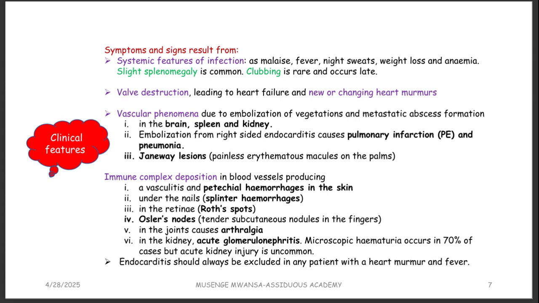And please take note of the signs that we are talking about. The only vascular phenomena is Janeway lesion. The rest of the features fall under immune complex deposition. You are also going to have, if these immune complexes are deposited in the joints, someone is going to have arthralgia or pain. And then if they are deposited in the kidney, someone is going to have glomerulonephritis, not nephrotic syndrome. This is nephritic syndrome, where you are going to have blood in urine. But the blood is actually microscopic. You can't see it on physical exam. It's microscopic.